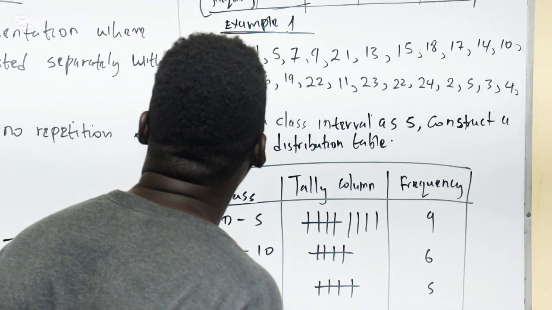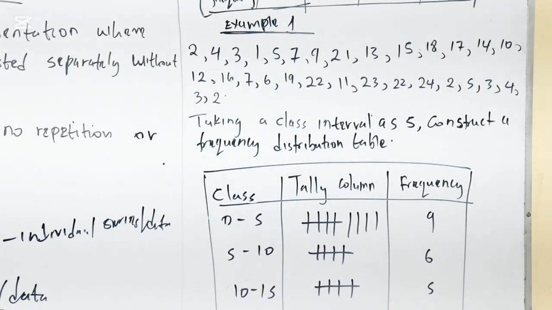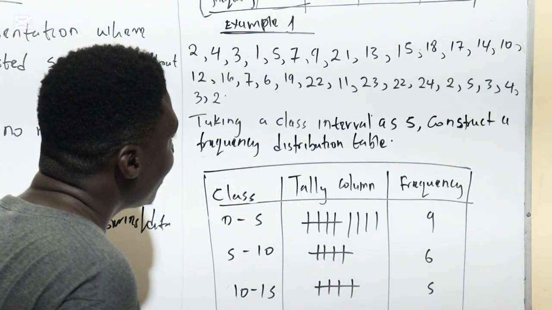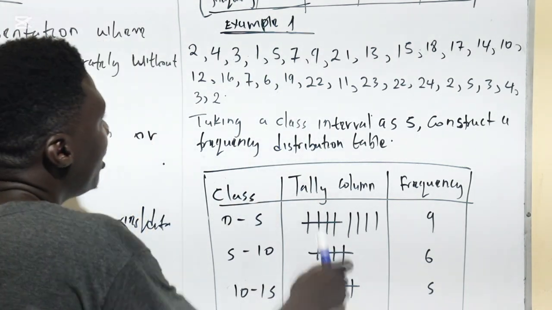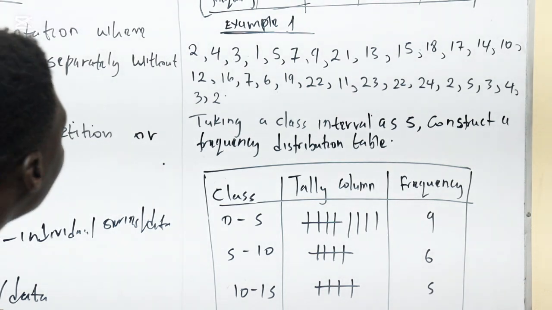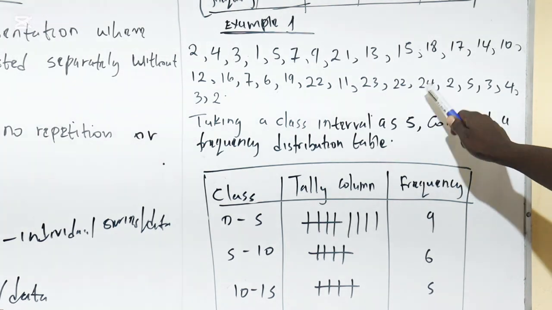we'll check our values. Let us look at which one is the least value we have. So looking at these values, the least value we have is 1. Or the minimum value we have is 1. Then the maximum value we have is 24.